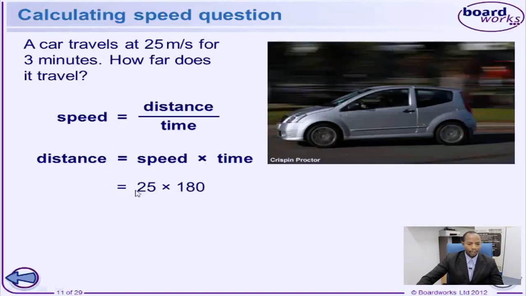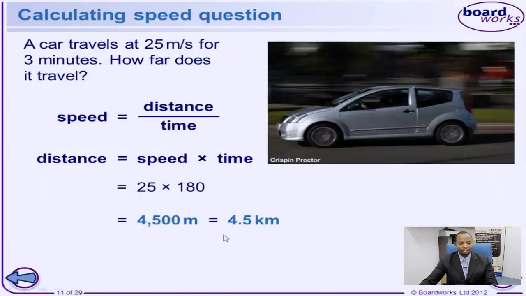Therefore distance will be 25 meters per second for speed multiplied by 180 seconds for time. Therefore the distance moved by this car is equal to 4,500 meters. 4,500 meters could be converted to kilometers by dividing by 1,000. If you divide this by 1,000, you're going to have 4.5 kilometers.